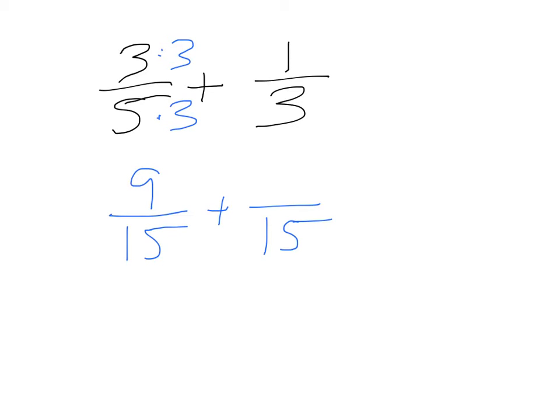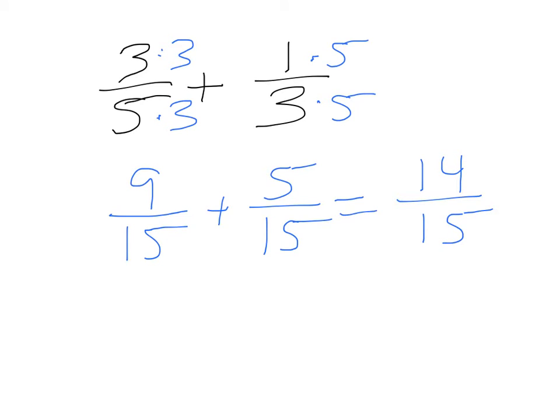Okay, moving over to the other fraction. I look at the 3, and I have to say, 3 times what gave me 15? Obviously, we know that's 5. 1 times 5 is 5. So now I have a problem where the denominators are the same, and I could add them together. So I get 14/15. And there's my answer.